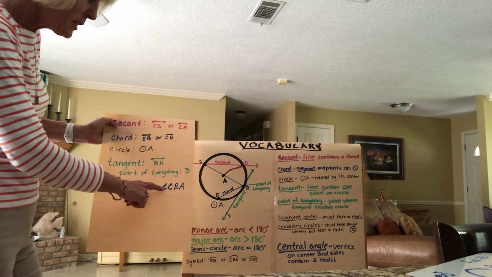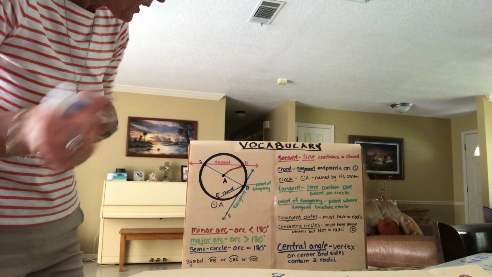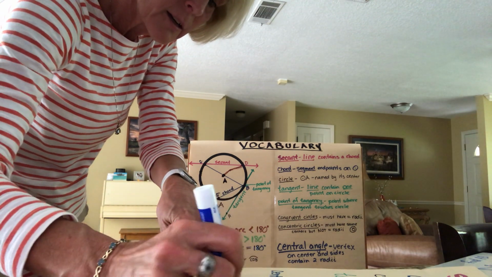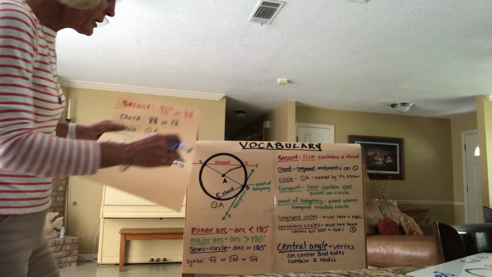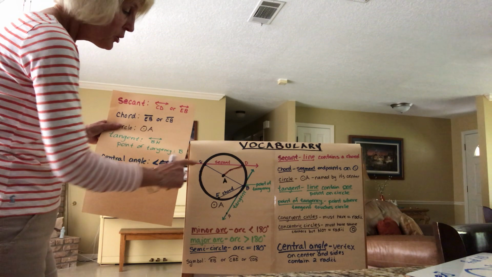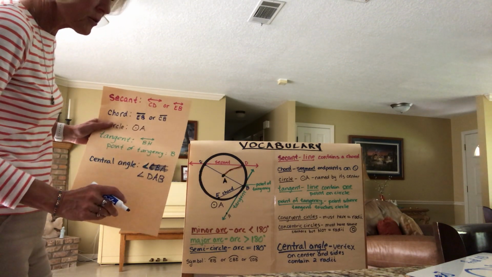So angle CB, nope, that's wrong. I made a mistake on that. A central angle would be angle DAB. I'm going to make that right here, angle DAB. That's in next week's lesson that we get into that kind of angle. So angle DAB or BAD. You could also say angle CAD or DAC would be a central angle.